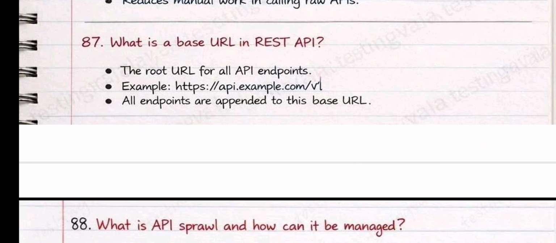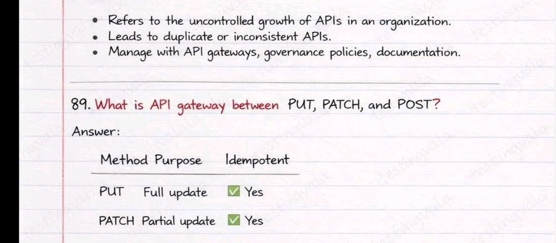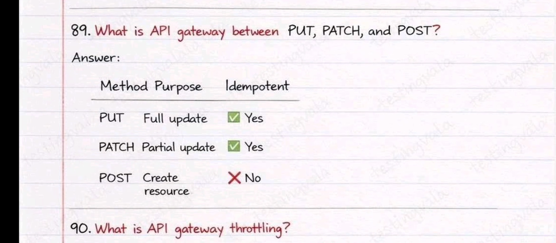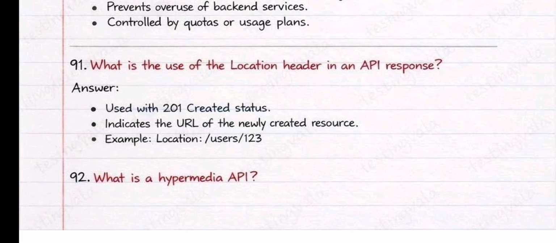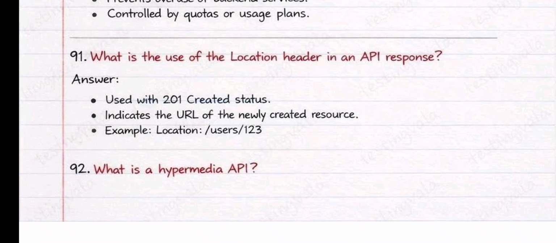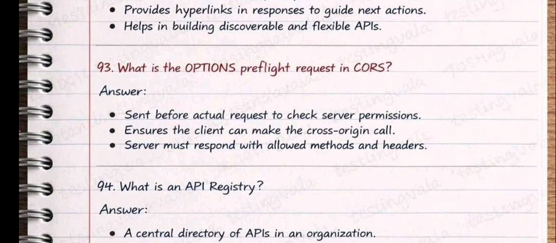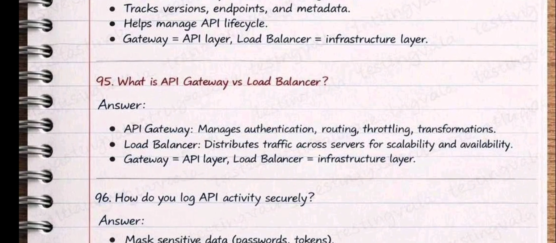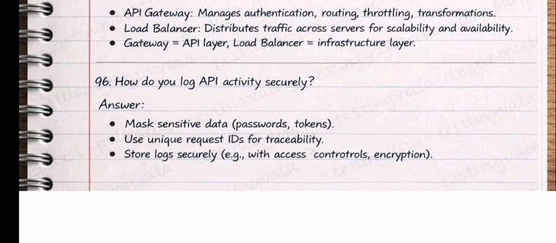What is a base URL in REST API? What is API sprawl and how can it be managed? What is an API gateway? What is the difference between PUT, PATCH and POST? What is API gateway throttling? What is the use of location headers in an API response? What is a hypermedia API? What is the OPTIONS preflight request in CORS? What is an API registry? What is API gateway versus load balancer? How do you log API activity securely?